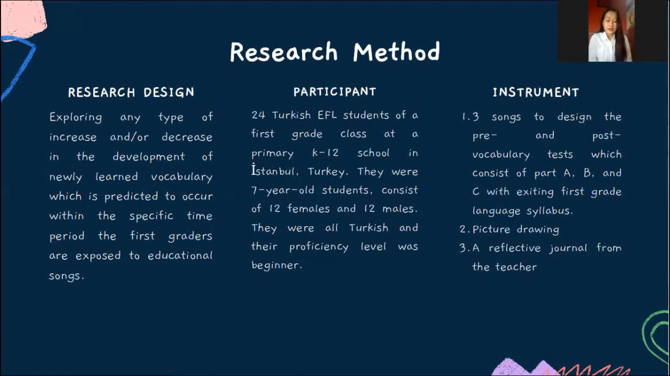eight pictures. And the second instrument is picture drawing. In this section, the students need to draw pictures of what they have remembered from the songs that they have learned before, and also from the tests that they have answered before. And then students had to draw pictures of the vocabulary items included in the test. And the third instrument is a reflective journal from the teacher.